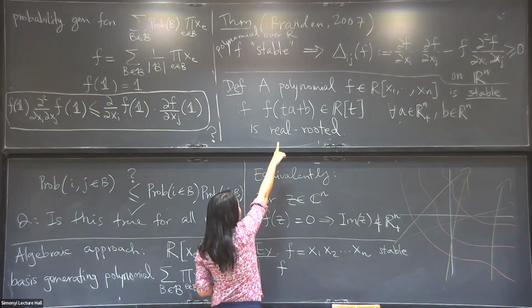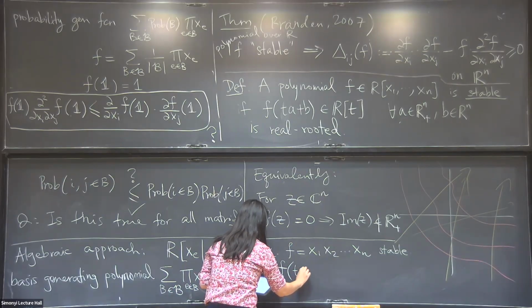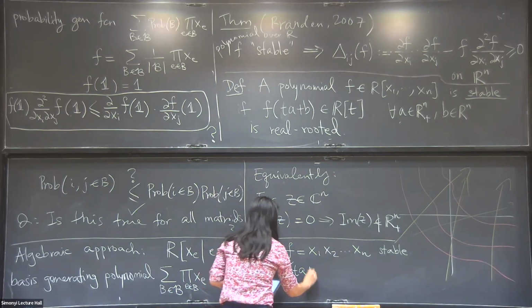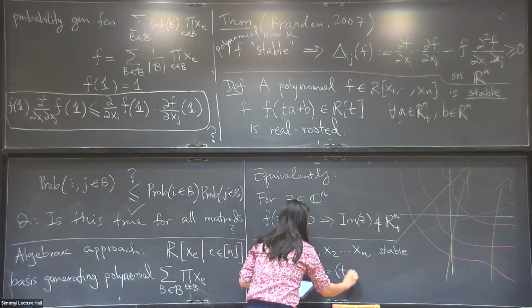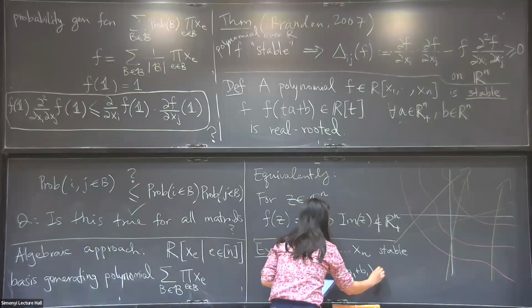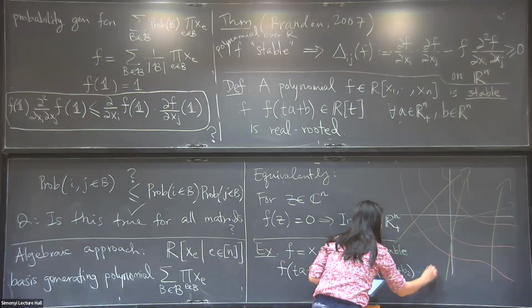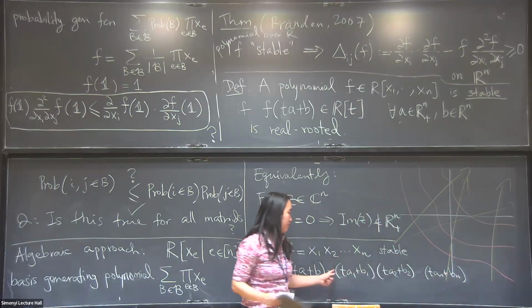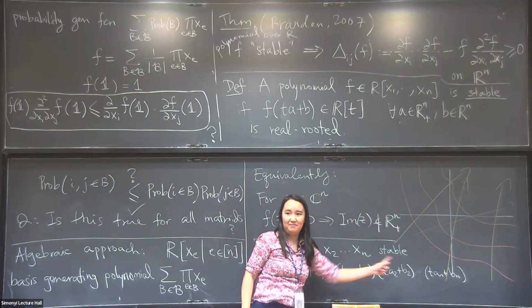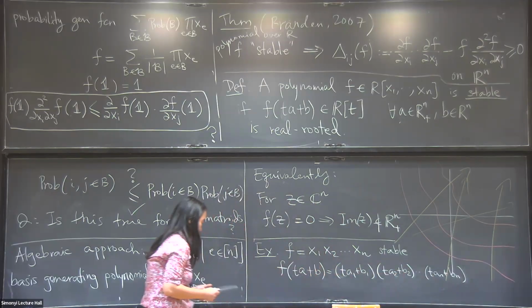Algebraically, you can also check that if I just substitute tA plus B into my x's, I get a univariate polynomial. So f of tA plus B is (tA1 plus B1)(tA2 plus B2) and so on. And this univariate polynomial is real rooted. The roots are negative b_i over a_i.